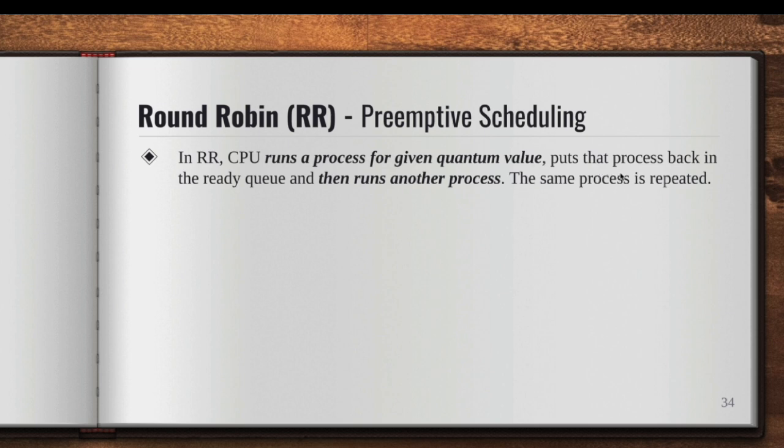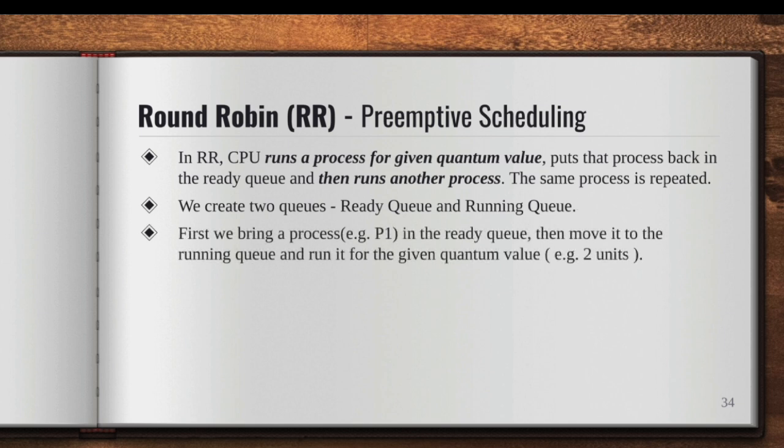Okay, and the same process is repeated. So how are we going to implement that? Well, we'll create 2 queues, ready queue and running queue. Then first we bring the process in the ready queue and then move it to the running queue and then run it for the given quantum value, let's say 2 units.